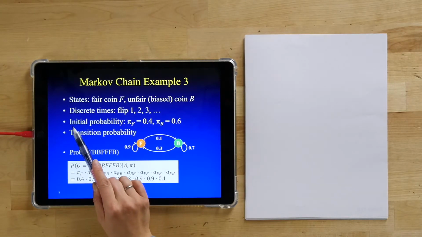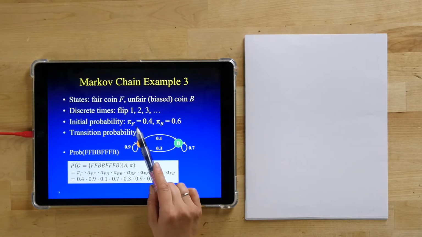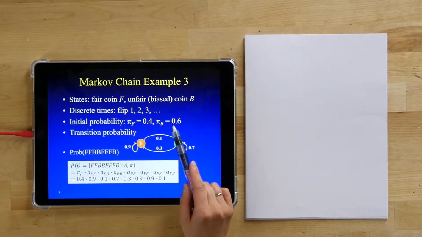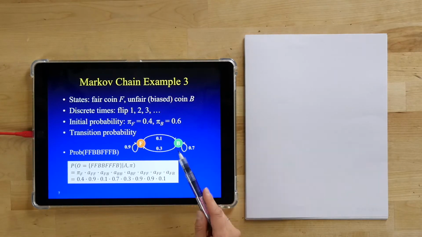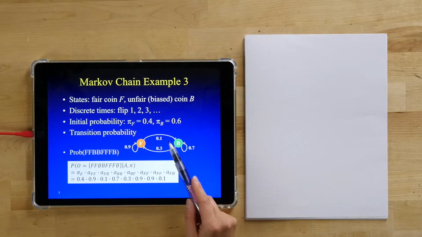And we have an initial probability, which is the probability that the first time we pick a coin as a fair coin is 40%. And the probability that we happen to pick a biased coin in the beginning is 0.6. We are making up these probabilities. I just want to show you an example.